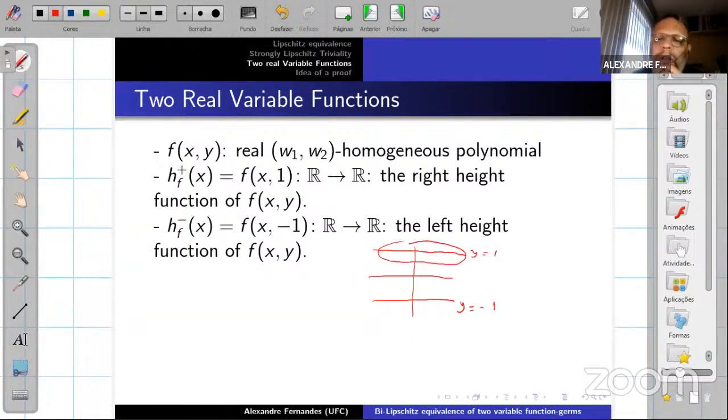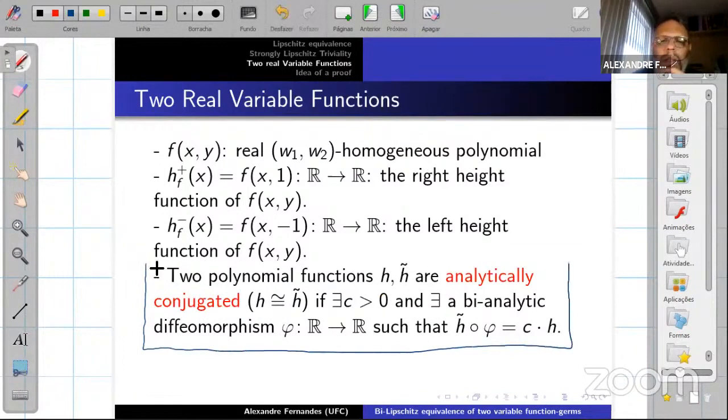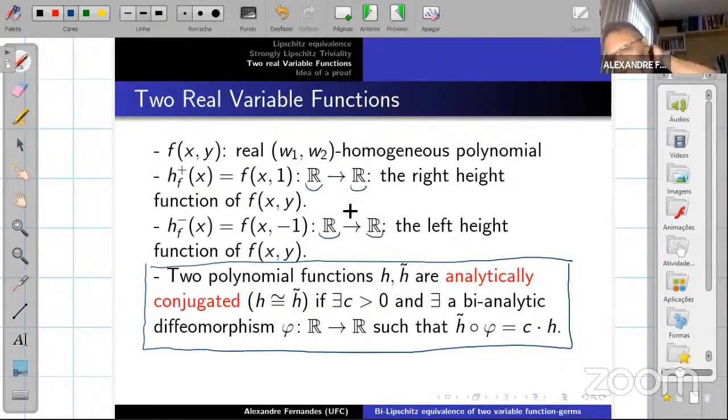One is restricted to the line y equal to 1, and the other one is restricted to the line y equal to -1. Then let me put this definition. Let me remark that our height functions here are functions from R to R. In the earlier result, the height functions were functions from [0, 1] to R. Here, the domain is the whole real line.